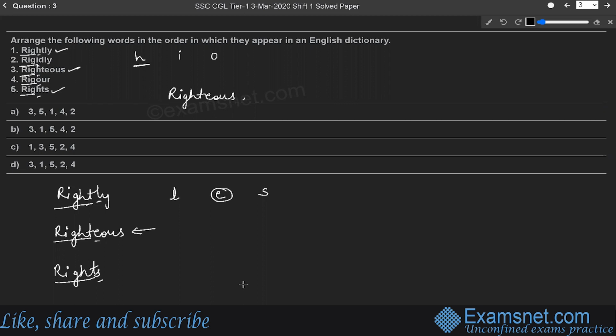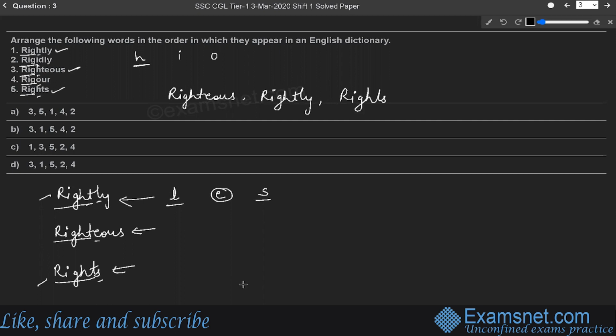Similarly, looking at the other 2 words, we have to look for these 2 words only because RIGHT is again common. So the remaining ones are L and S. We know that L comes first, so the word for L is rightly. So righteous will be followed by rightly, and then the third word is rights.